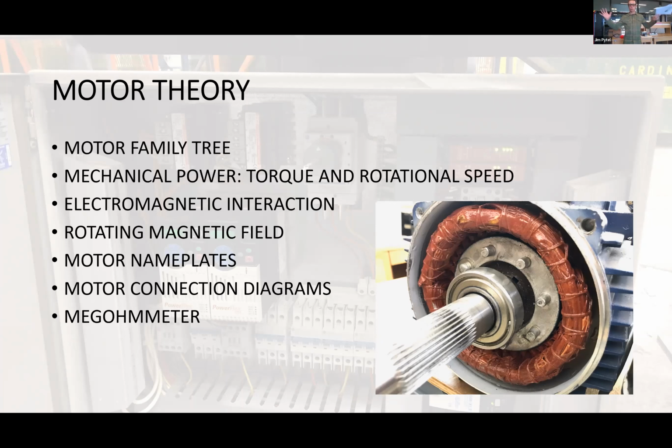If you're to draw a motor family tree, there's the DC, the single phase AC, and the three-phase AC. Three-phase AC has two branches, synchronous and induction motors. We're over in the induction motors. And inside that branch, you've got wound rotor induction motors and squirrel cage induction motors. That's where we're at, squirrel cage induction motors.